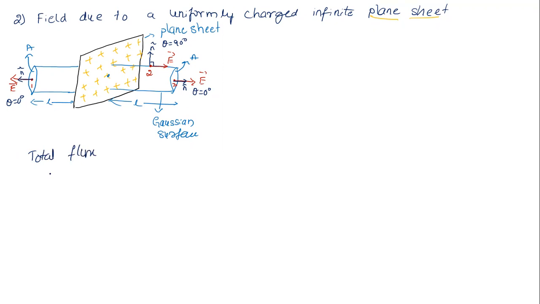Total flux through this, that is phi equal to phi 1 plus phi 2 plus phi 3. Now phi 1 is how much? Electric field into area of the surface, right? And the angle is 0 degree. So what is the value of cos 0 degree? Cos 0 degree is 1. So I can write the electric flux is EA, plus at the second location where theta is 90 degree, the flux is directly 0, plus the third location where the angle is 0 degree, so the electric flux is E into A.